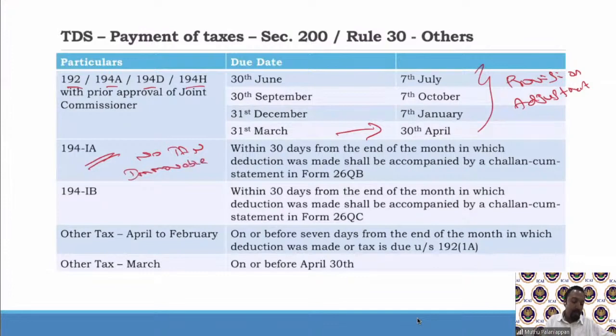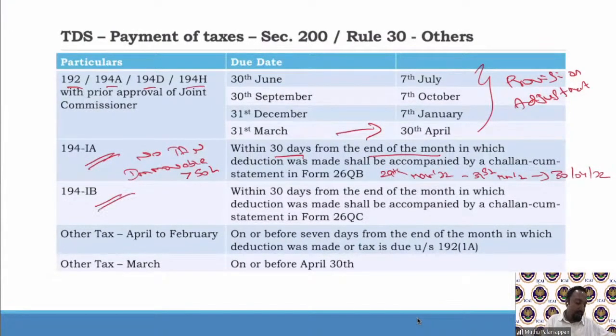Transfer of immovable property of more than 50 lakhs: payment is within 30 days from the end of the month. So if I'm selling it on, let's say, today's date, 29th March 2022, the end of the month is 31st March 2022. I'll have to pay before 30th April 2022. That becomes my due date for paying 194IA.